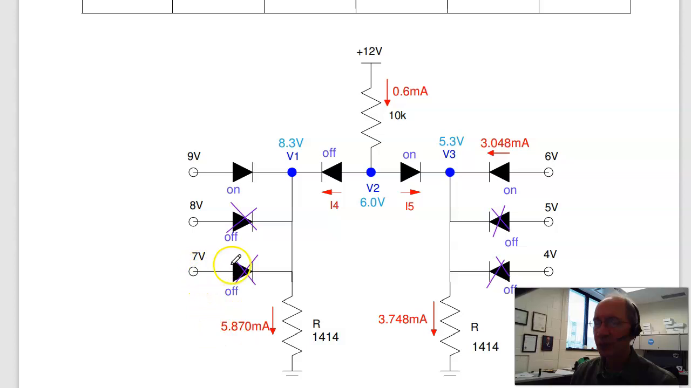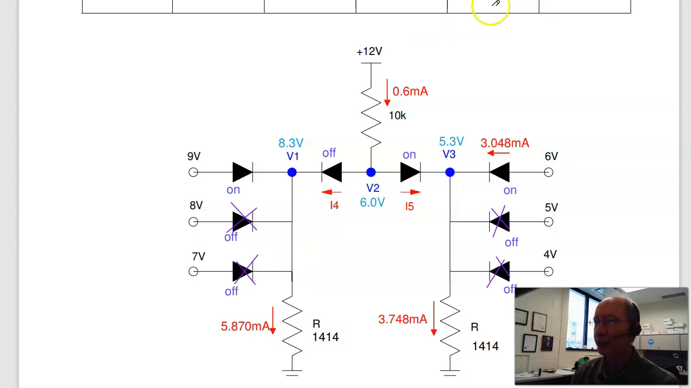If I assume the 7-volt diode is turned on, I lose 0.7 volts across the diode, and I get 6.3 volts. That doesn't work, because I now have 9 volts going to 6.3, 2.7 volts across this diode. I can't have two diodes on at the same time. If you do, you have a conflict and the circuit's confused. This circuit's too dumb to be confused.